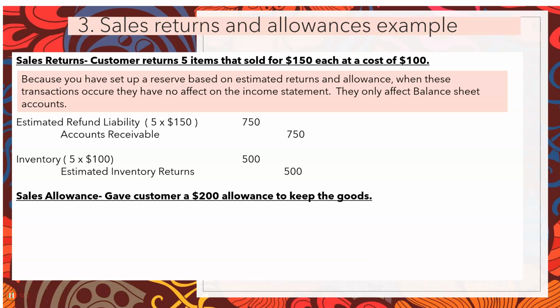Now, what happens when we have a sales allowance? We told a customer, just keep the goods and we'll mark $200 off your account. What you will do is reduce estimated refund liability and reduce accounts receivable, but it has no effect on inventory or estimated inventory returns because we didn't get any merchandise back.